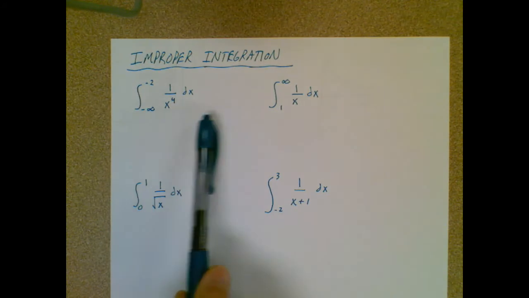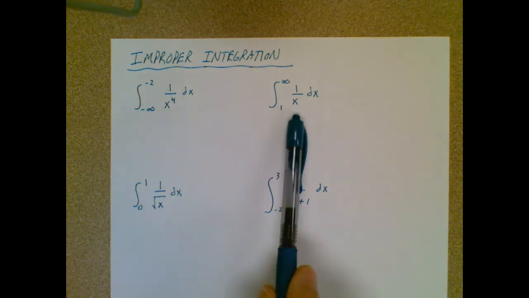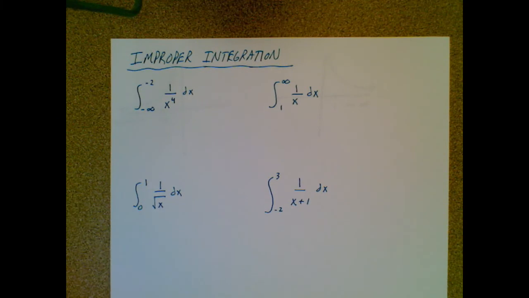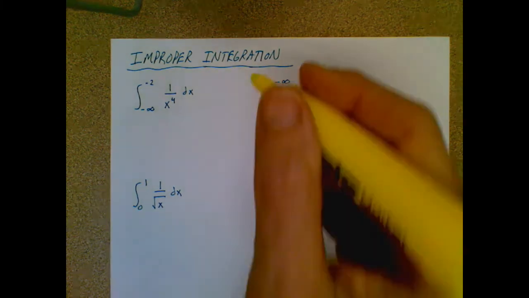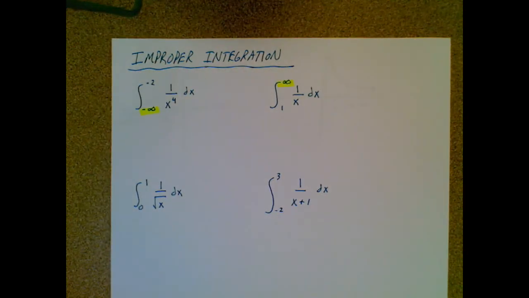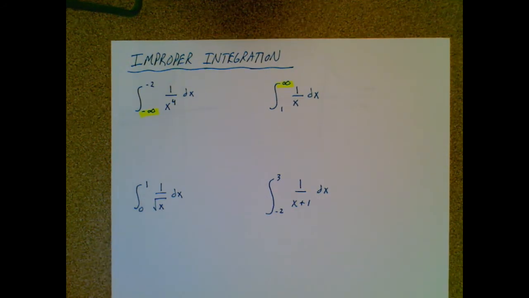First of all, these two stick out very obviously to you. Right away, maybe, hopefully, you would notice that you have something unusual going on in the limits of integration. We have an infinity. What the heck? So that's a good clue that you have improper integration.